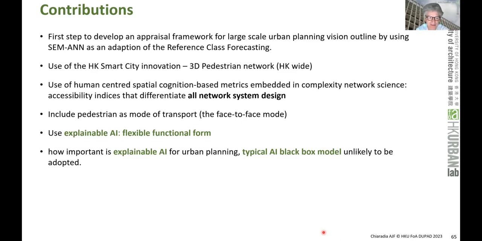And we have an explainable AI, meaning that we know the variables we put in are significant. We select them, and then we fit them in an ANN, which has a more flexible functional form and provides a better elaboration of scenarios. So this is an important aspect.